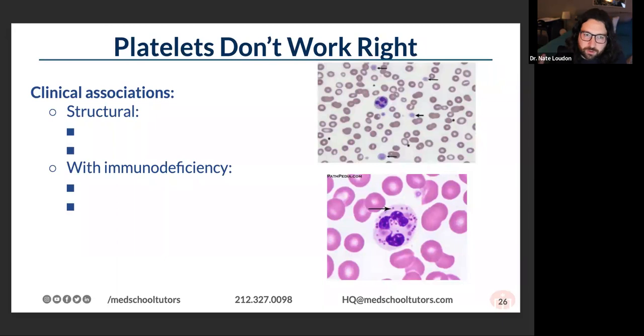So first off, structurally, can anybody think of problems? Let's see. Can somebody tell me? Oh, geez, I'm doing this again. So basically, anybody think of some sort of problem with your platelets that's genetic?